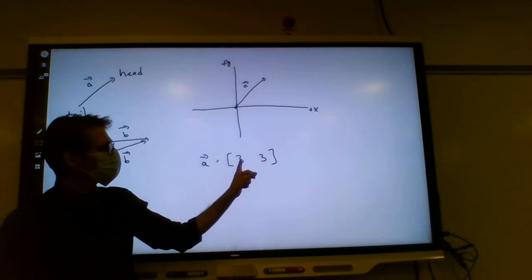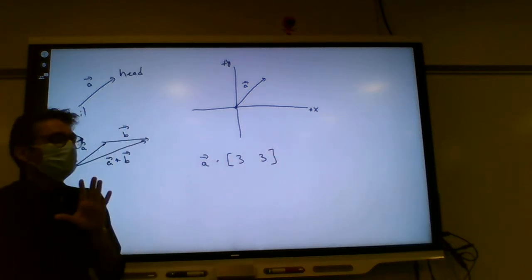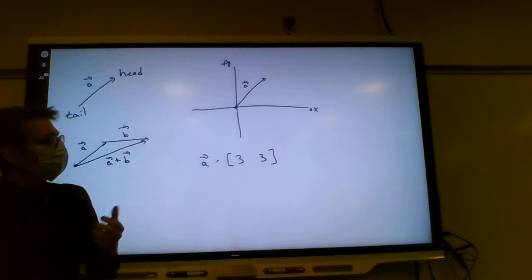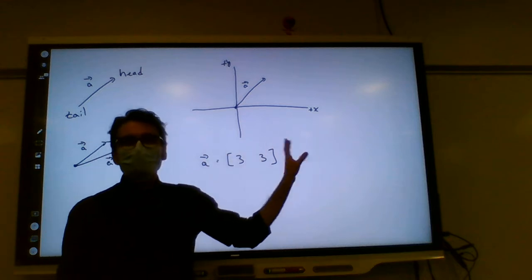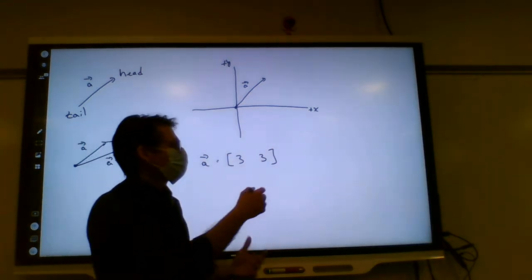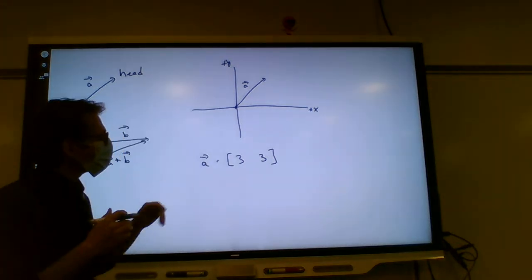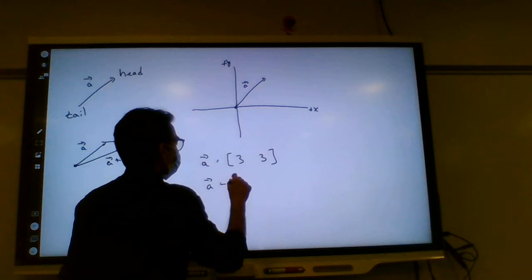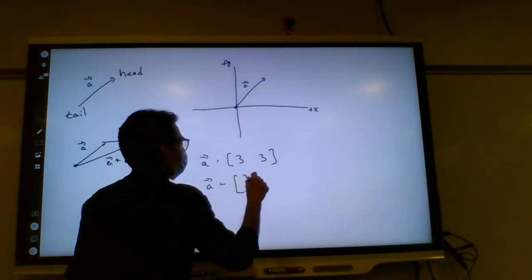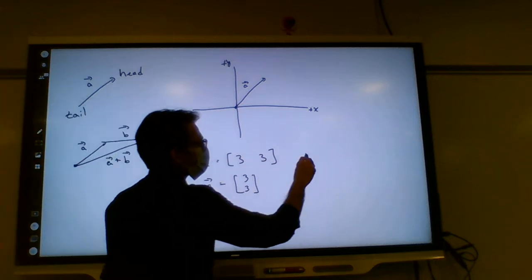Now, the author of the textbook sometimes puts commas in between when they're writing it out like this. When we write a vector class, we're going to enter it with parentheses, and we'll list the components. Sometimes you see a vector written like this instead. So this is what's called a row vector.